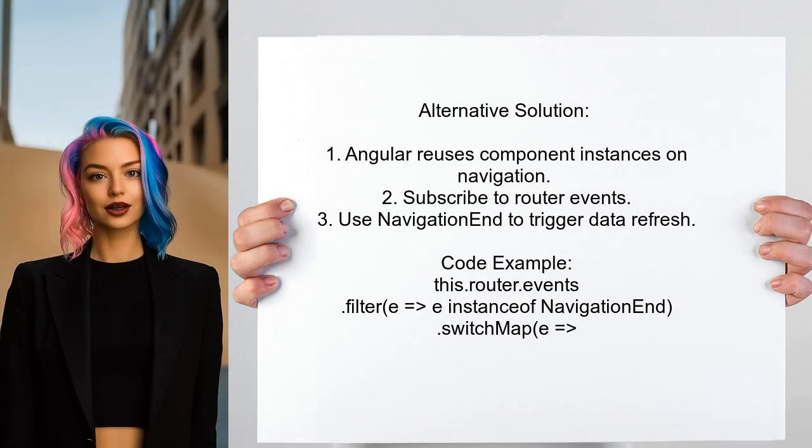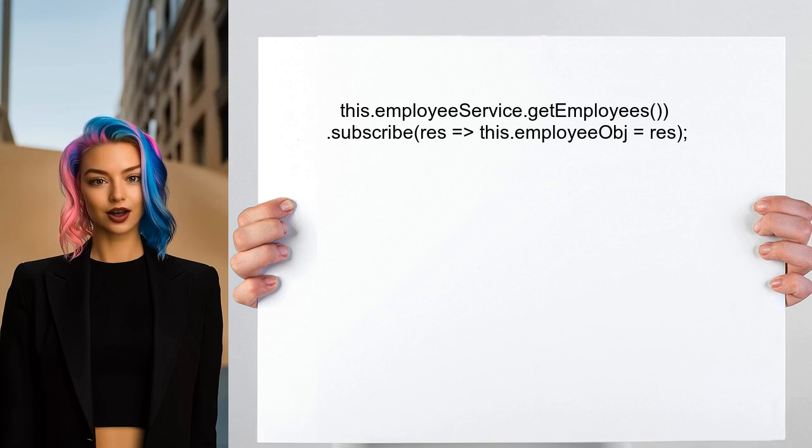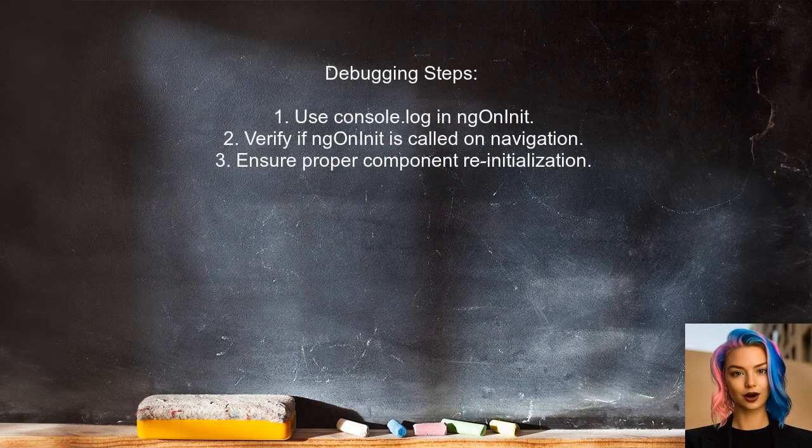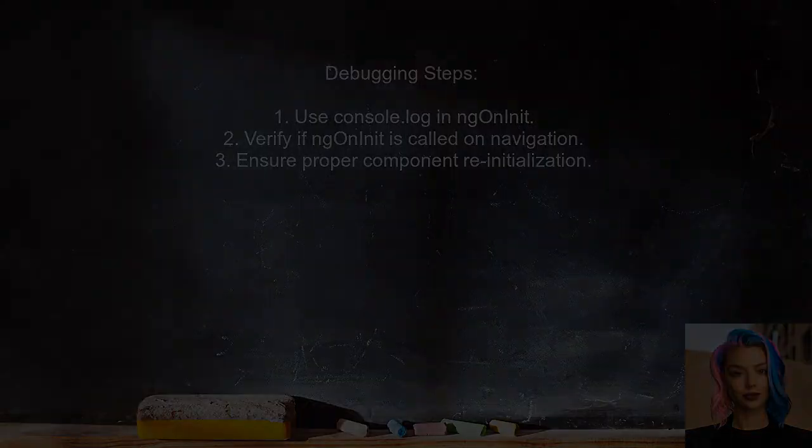An alternative approach shared by another user highlights that Angular's router reuses component instances when navigating between routes. This means that ngOnInit may not be called again if the same component instance is used. To address this, they suggest subscribing to the router's events, specifically the navigation end event, to refresh the data after navigation. Additionally, they recommend checking if ngOnInit is being called multiple times during navigation. This can be done using console.log statements to verify the component's lifecycle behavior.